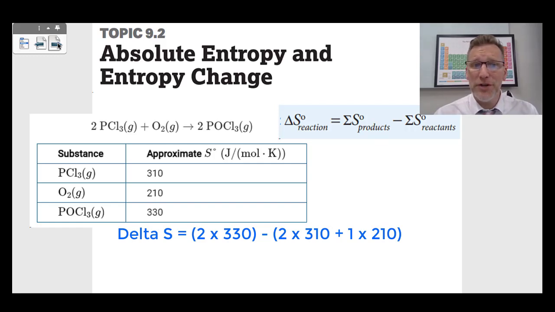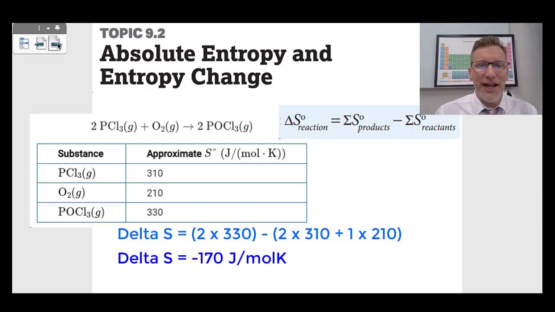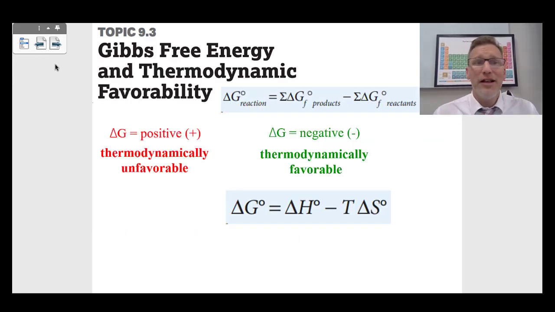We have 2 PCl3s and we have an oxygen gas. So we would do 2 times 310 plus 1 times 210, and that gives you the delta S, the entropy for the reaction, which is negative 170 joules per mole Kelvin. And why is the delta S negative? Because we're going towards less dispersion of particles. We're going from 3 moles of gas to 2 moles of gas. So that makes sense. Let's move to topic 9.3, which is Gibbs Free Energy and Thermodynamic Favorability.